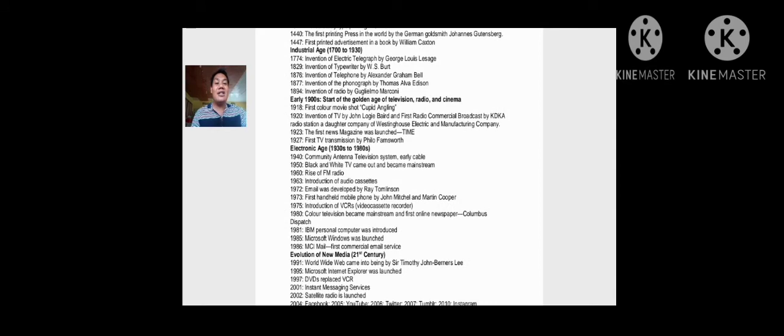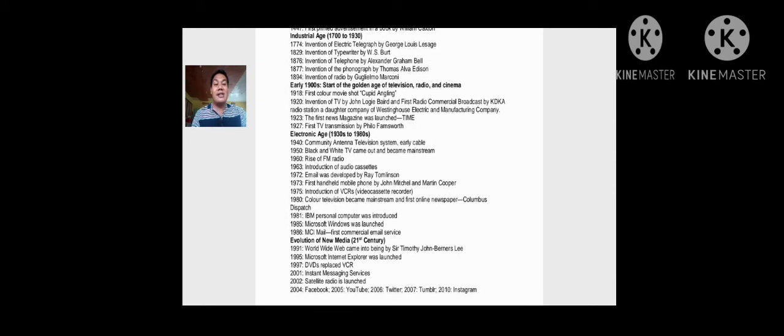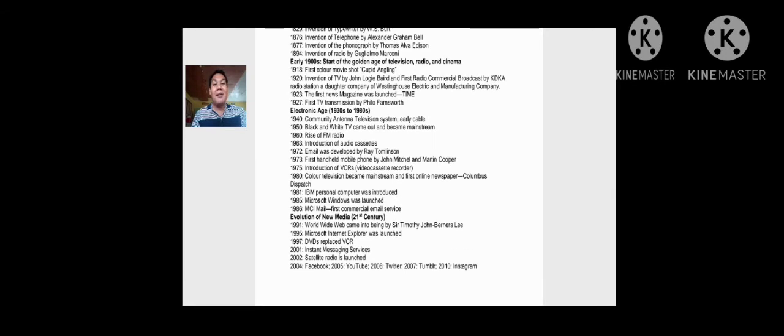Electronic age in 1930s to 1980s. Community antenna television system, early cable. Doon nga time. Kapataas taas at di kami antenna. Kung hindi ko pa ninabtan. 1950s, black and white TV came out and became mainstream. Naabdan ko pa ni. 1960, rise of FM radio sa una. 1960s, reintroduction of audio cassette.